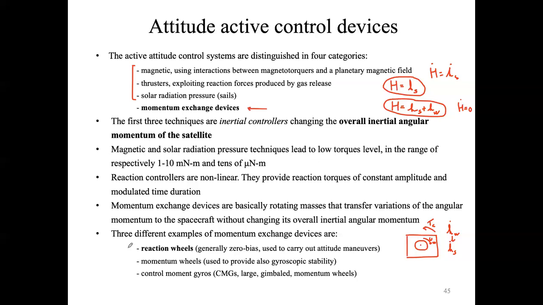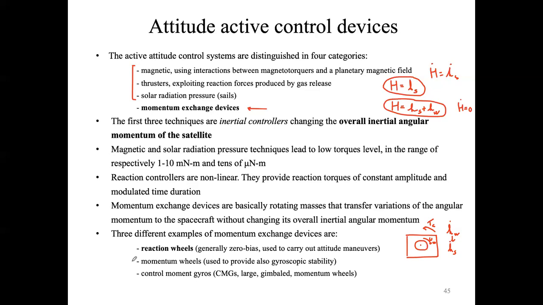There are other devices. So the devices we are going to only show are indeed the reaction wheels. But in literature and in space systems, you can find, for example, momentum wheels and control momentum gyros. So for example, the momentum wheels are based on a different principle.